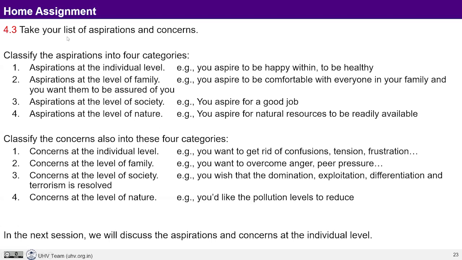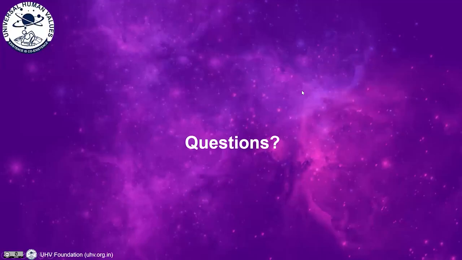So again, we can give some assignment like this. This is something similar to what we generally share. So classify the aspiration into 4 categories. Now your aspiration relates to the individual or family, or society or nature, and also your concerns. And the next session will discuss the aspirations and concerns at the individual level. So this is all that is there in this session.